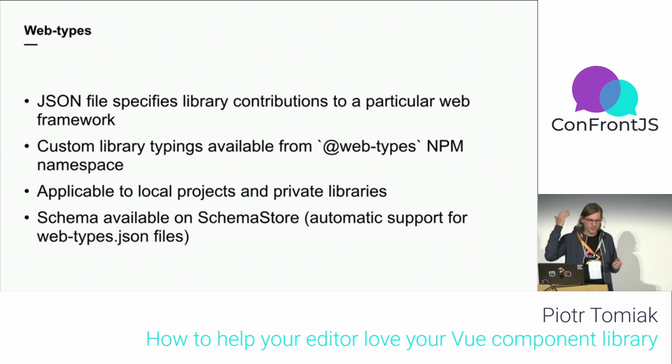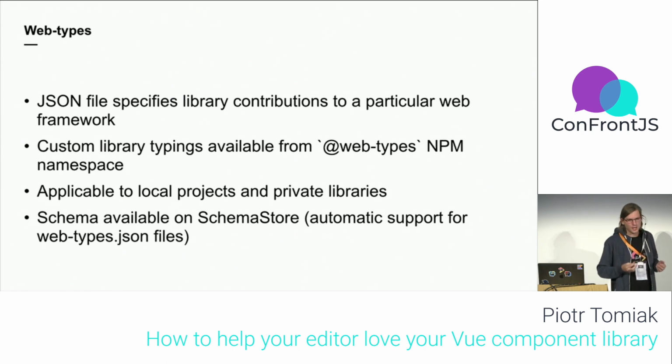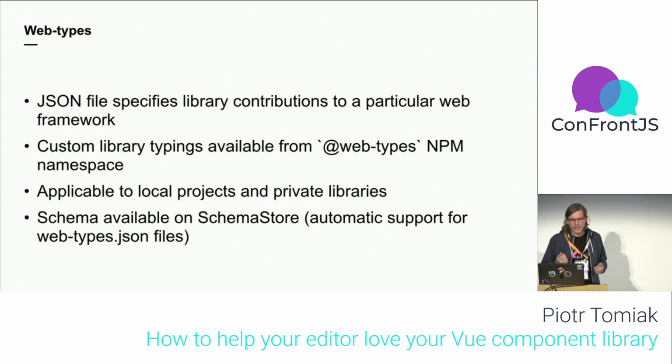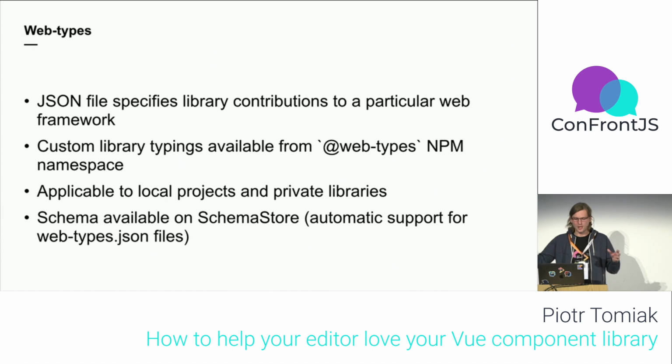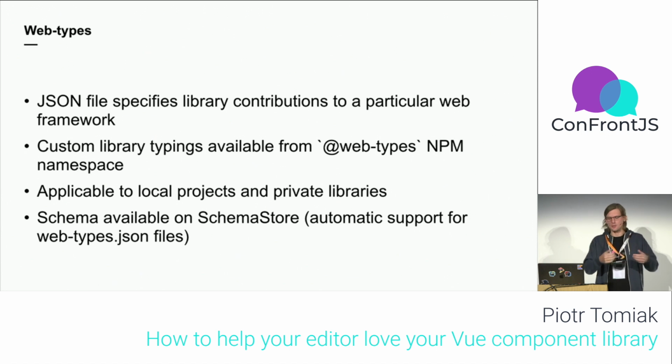So we came up with something called Web-Types. Right now it's supported by several Vue libraries. I'll come to that later. It's a JSON file which specifies all the contributions a library has to a particular web framework. For now we're focusing on Vue, just to have a seed, something where we can improve the standard and then expand the support. And by standard and support, I mean support by the standard, not support within our IDE. The IDE supports less than the standard can specify.